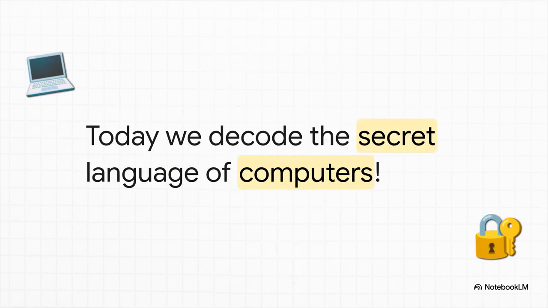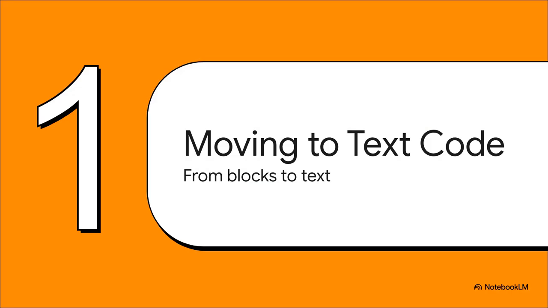To communicate, computers need incredibly specific instructions. So in this explainer, our mission is to decode the secret text-based language that tells computers exactly what to do. We're going to learn how programs get information from you, how they hold on to it, and how they actually talk back. All right, let's dive into part 1, moving to text code.